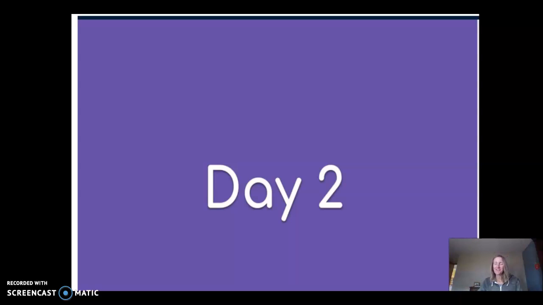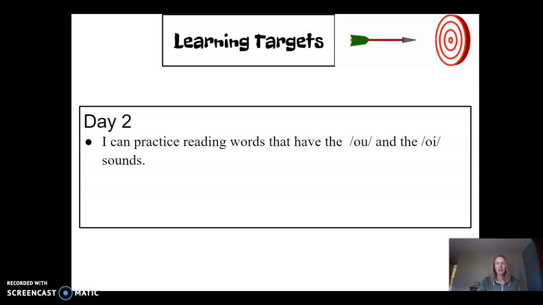Good morning, fifth graders. I know it seems a little odd that today is day two, since it's Friday, but you had a lot of hard work with MCA testing this week. So we're going to go ahead with our work on phonics. And our objective today is I can practice reading words that have the OU and the OI sounds.